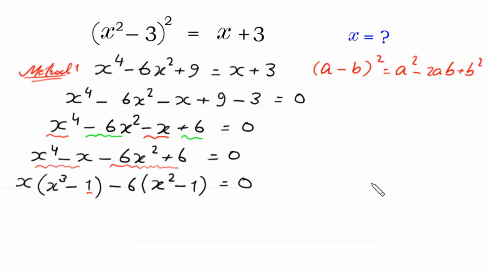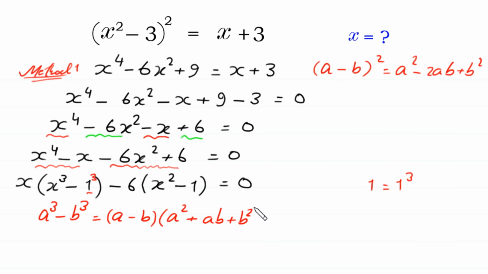Now this one is same as 1 cubed, so we can write here 1 cubed, and we can factorize this x cubed minus 1 cubed according to the algebraic identity a cubed minus b cubed is equal to a minus b times a squared plus ab plus b squared. x times, according to this identity, this x cubed minus 1 cubed is equal to x minus 1 times x squared plus x plus 1.